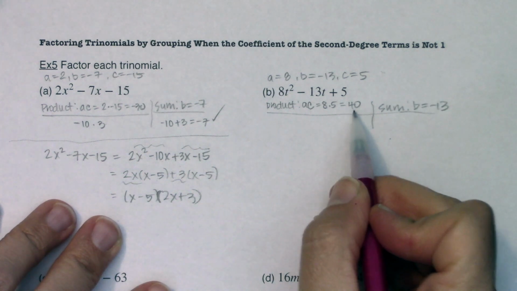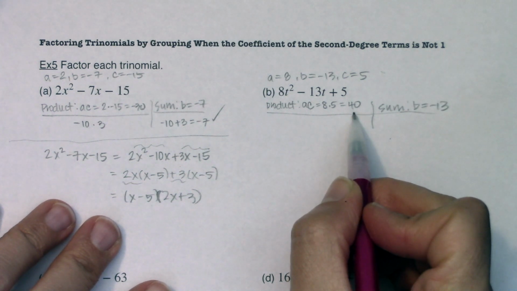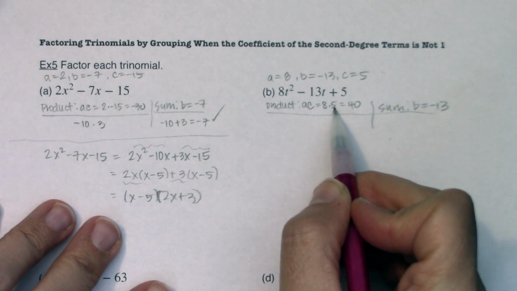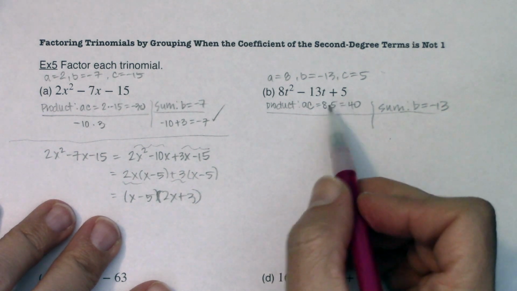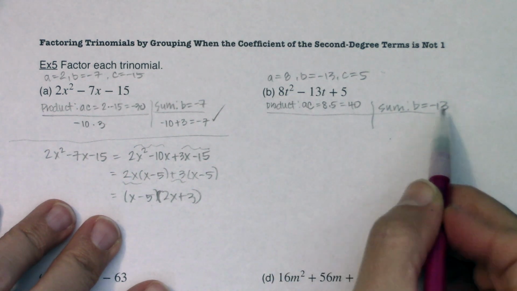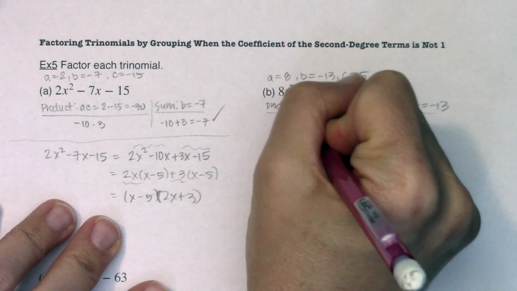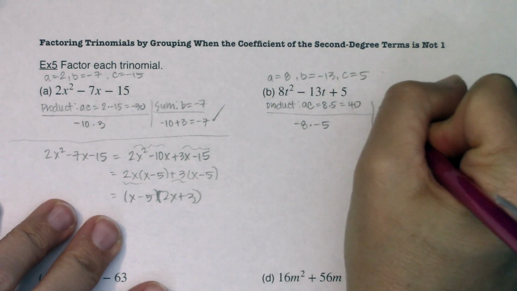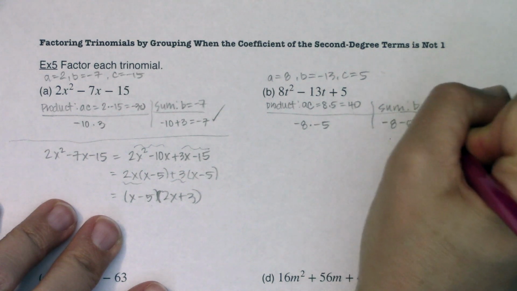So I need to think of numbers that multiply to +40 and add to -13. And actually 8 and 5 are pretty good indicators, right? 8 times 5 is 40. Now 8 plus 5 is not -13. So I'm going to switch this and make this -8 times -5, right? Because -8 minus 5 is -13.